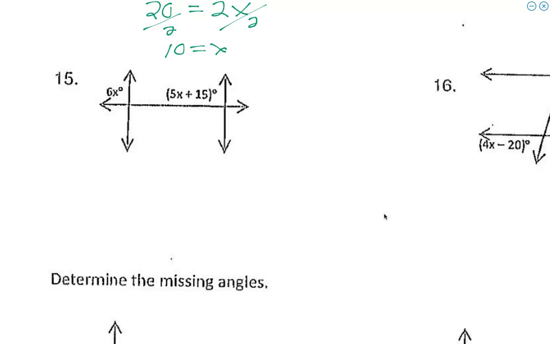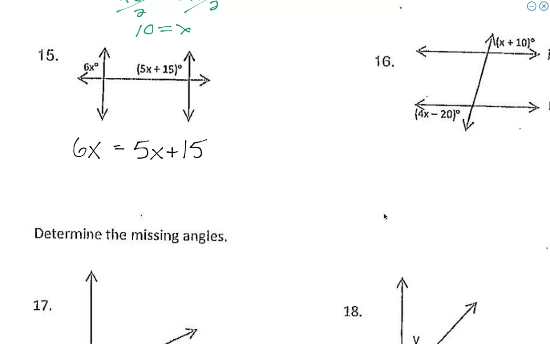For 15, we have corresponding angles. So these are going to equal each other. So notice how the x's are on different sides. So we have to do the opposite. So we would want to subtract the 5x there to bring it over.